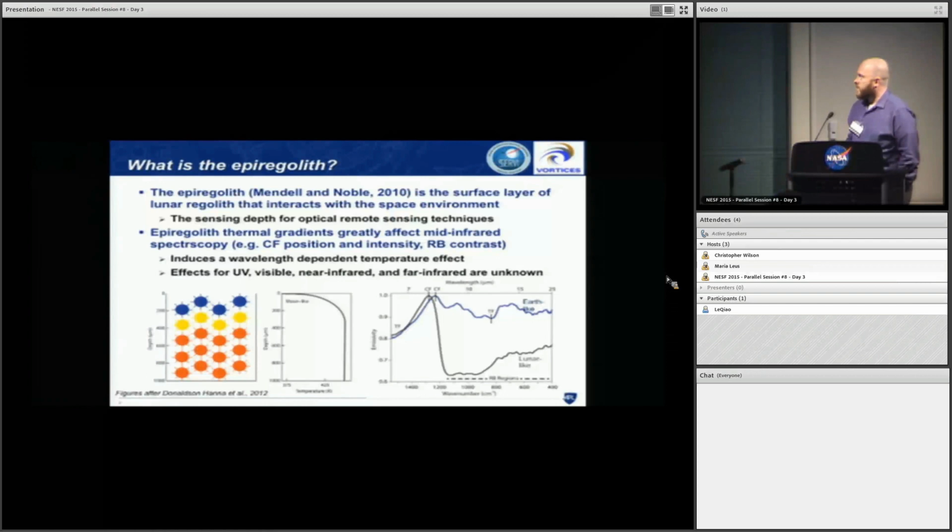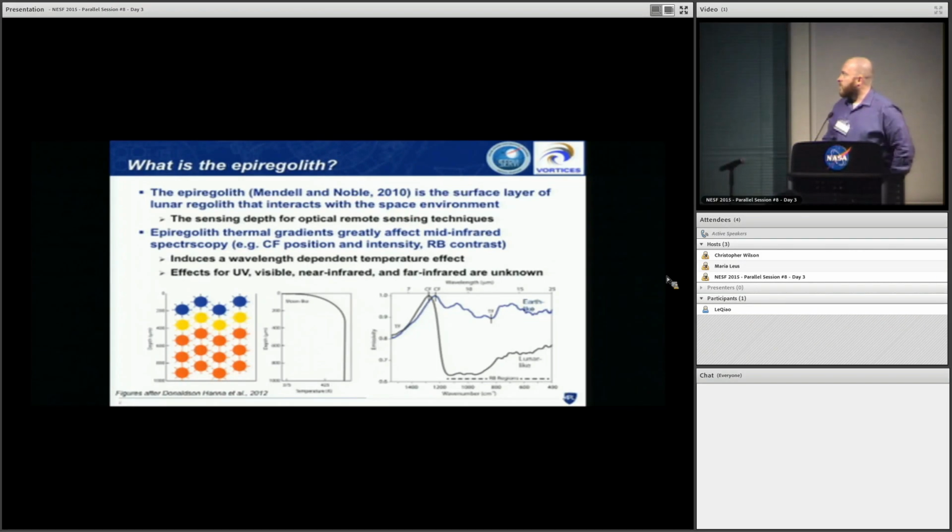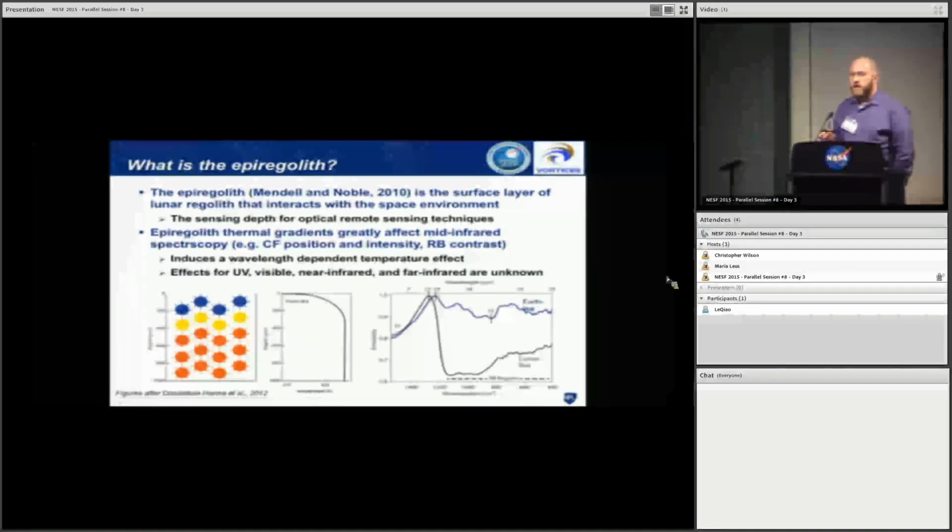So I guess the first question is, what is the epiregolith? This isn't a term that's been used very much, but it is a really useful term, and it was coined by Mendel and Noble back in 2010 in a nicely written LPSC abstract. Basically, it's the surface layer of lunar regolith that interacts with the space environment. So it's the outer regolith, the epiregolith.